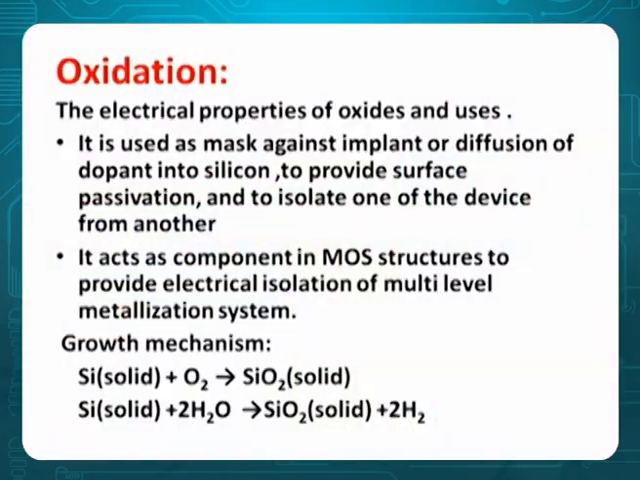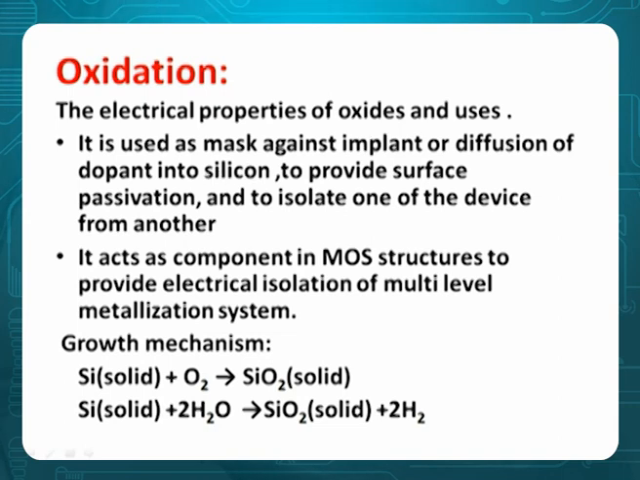Oxidation. Oxidation is basically when you have a material, we need to put an oxidation material there. With that, you can have so much immunity, and no interference and noise can affect the IC which is inside. The electrical uses of oxidation are that it is used to mask against implant or diffusion of dopant into silicon. As I said, implantation or diffusion has been done.